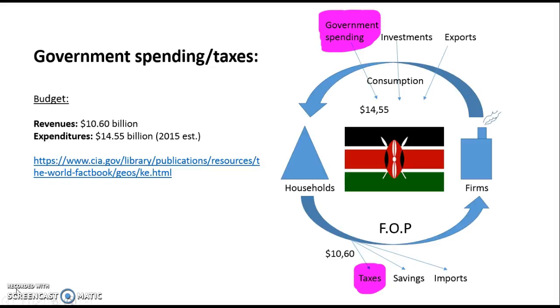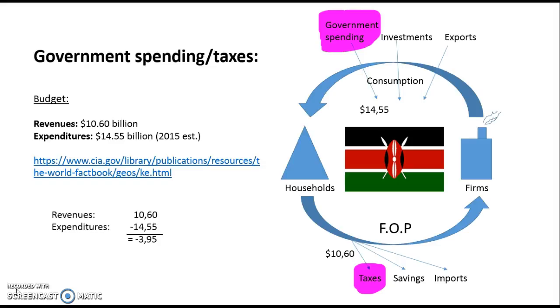What this means is that the government has spent $14.55 billion of their own money in their own country, and they're taking out $10.6 billion through taxes. This turns into their revenue, while the $14.55 billion turns into their expenditures in the country.